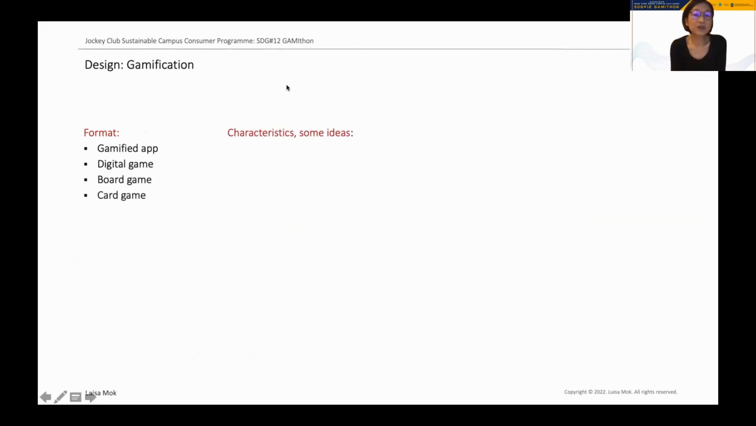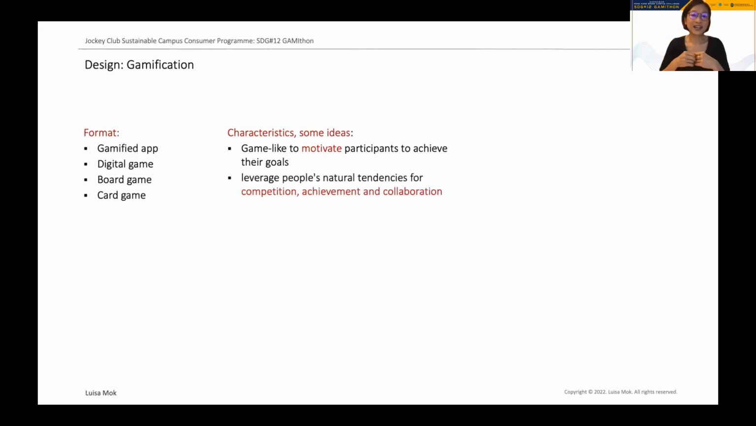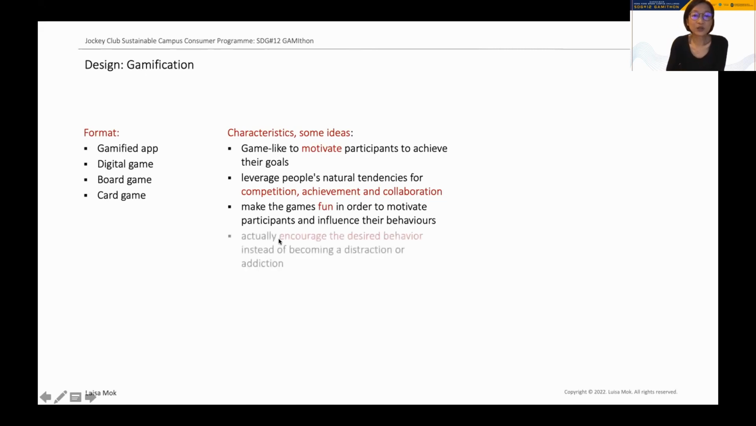And then here are some characteristics of gamification. It is not a game. A game is more about providing fun, but a gamified app is game-like. So what is game-like? Game-like is to motivate people to achieve their goals, to win, and to leverage people's natural tendencies to compete, to achieve something, and to collaborate with other players to complete the game, and it makes the game fun in order to motivate them.